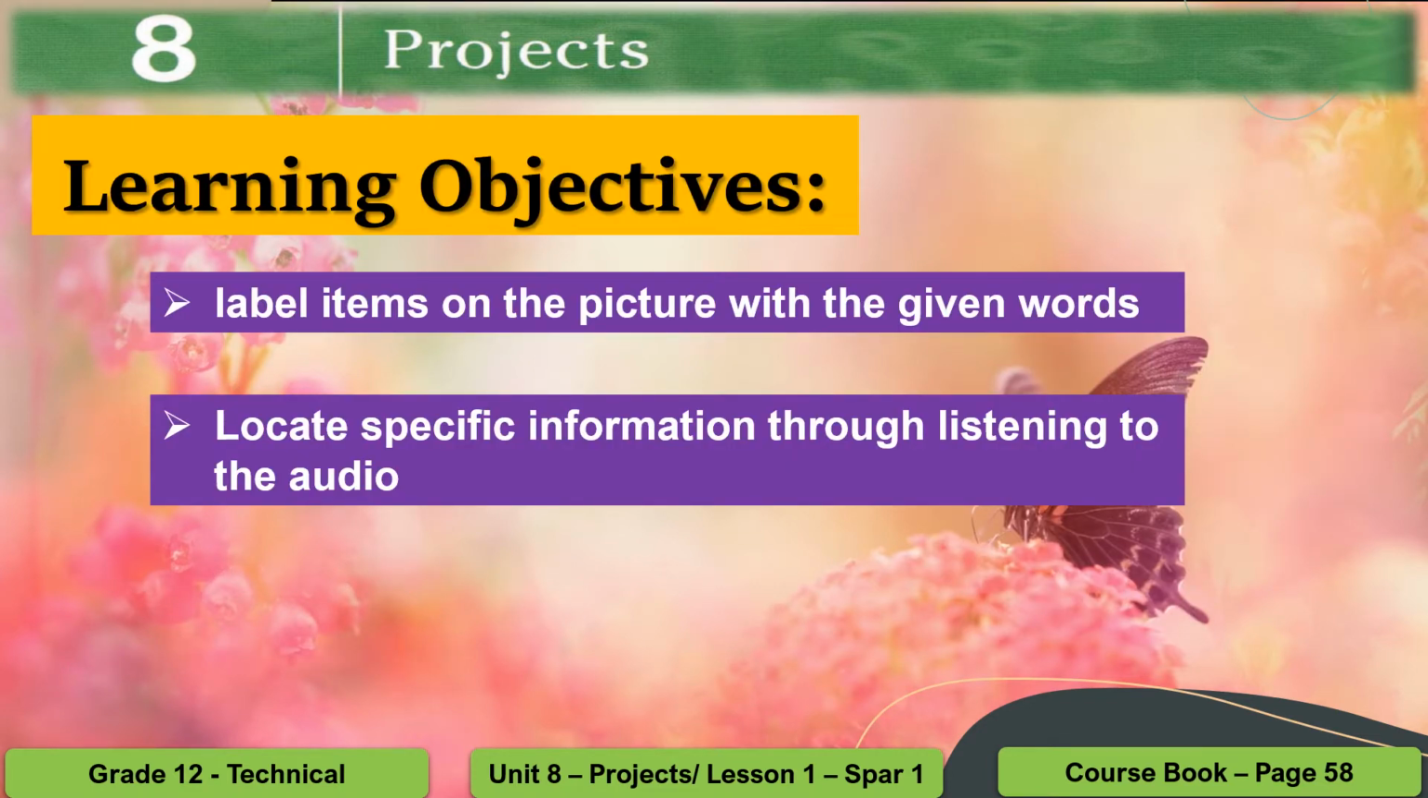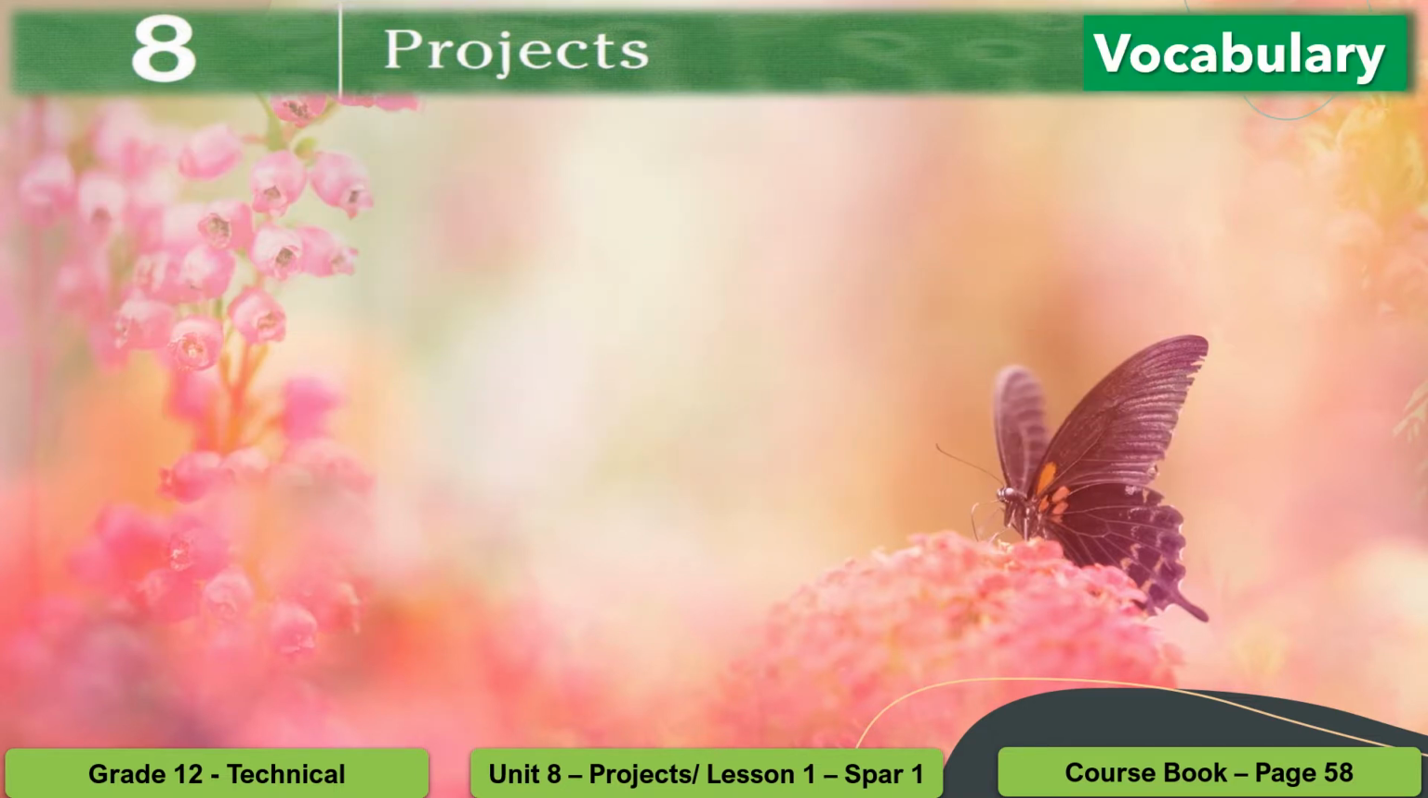Our learning objectives for today: number 1, students should be able to label items on the picture with the given words. Number 2, to locate specific information through listening to the audio. Now, let's begin with the most important vocabulary in our lesson for today.